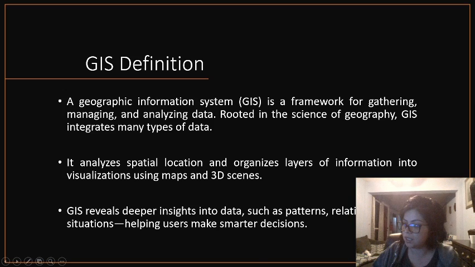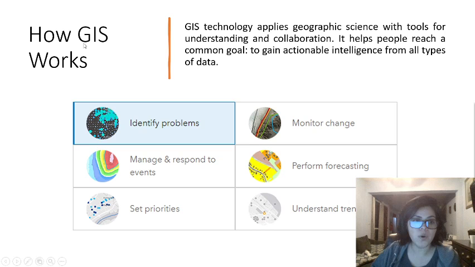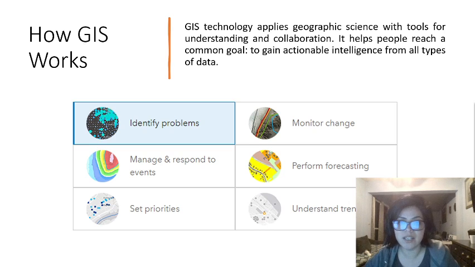Just let me take to the next slide. So how does GIS work? Basically, the GIS technology applies geographic science with tools for understanding and collaboration. It also helps people reach a common goal, which is to gain actionable intelligence for all types of data. What we are able to do thanks to the GIS systems is to identify problems, to monitor changes, to manage and respond to events, to perform forecastings, to set priorities, and also to understand trends.